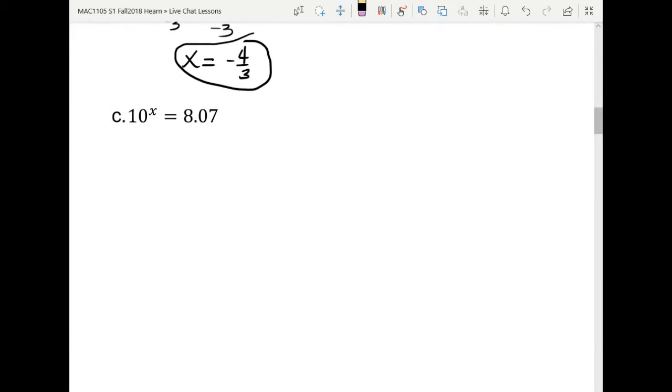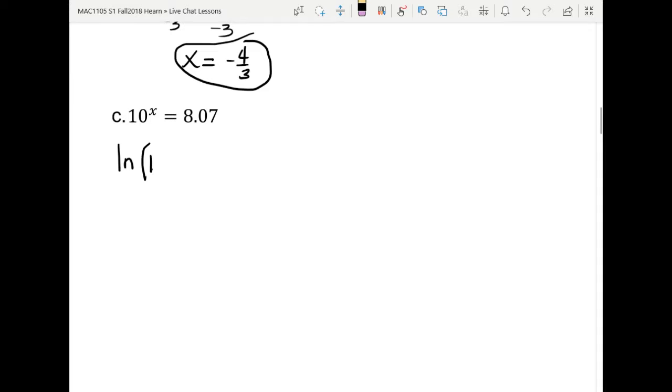All right, now we have a different scenario altogether. We have 10 to the x equals 8.07. Definitely no way we're going to be able to write both sides with the same base. I can't write 8.07 as 10 to a power, and 10 isn't something else to a power either. So we're going to have to use the other method. So when you can't write both sides with the same base, what do you do? You take the natural log of both sides.